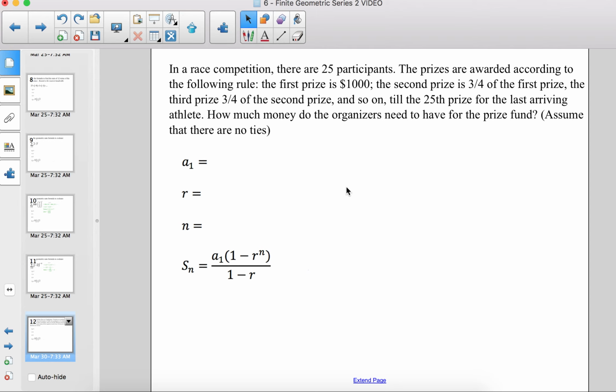All right. So everything is actually in here. There's nothing extra I need to do. So there are 25 participants. That's the number of terms I'm going to add together. Okay. The first prize is 1,000. That's my first number. And my ratio, I guess I should have focused on, the reason I know this is a geometric, besides the fact that it's in this lesson, is because you're multiplying by 3/4. Okay, I'm not adding or subtracting, I'm multiplying. So my ratio is in fact 3/4 because each one is 3/4 less, more, however you want to say that. So you got all the numbers, plug it in.